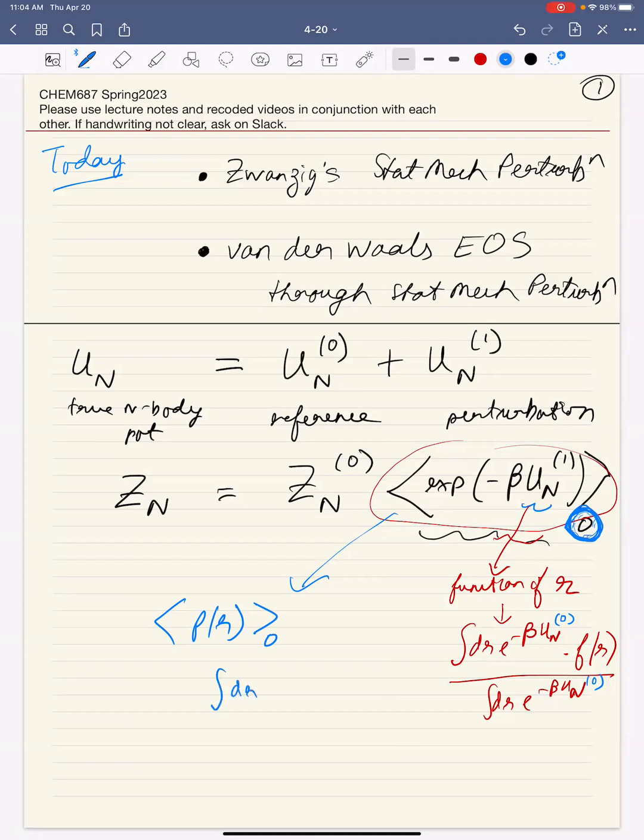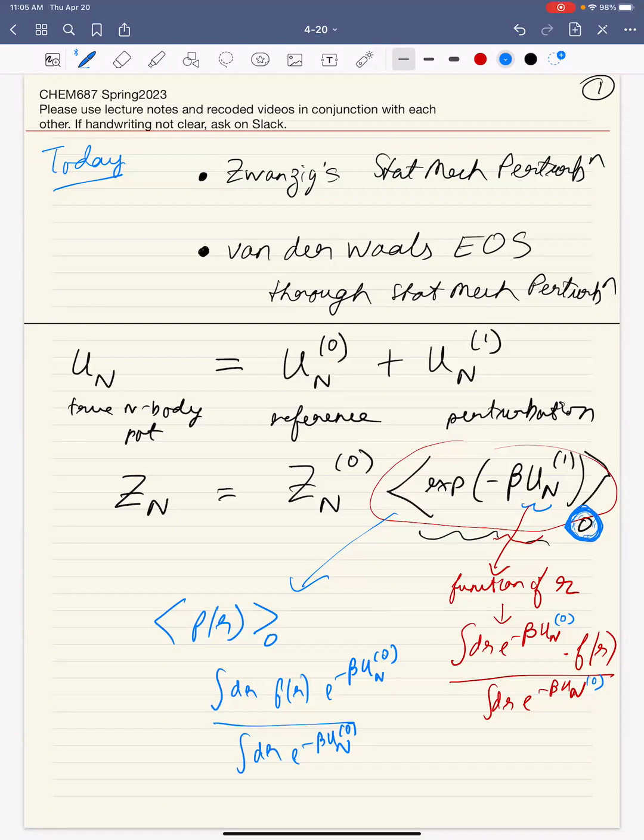Then this would be the integral dr f of r e to the power minus beta un divided by the integral dr e to the power minus beta un. Would you agree that in this case it should be un0, right? So that's all I'm saying. f of r happens to be un1. That's another story. It's just a function, right?